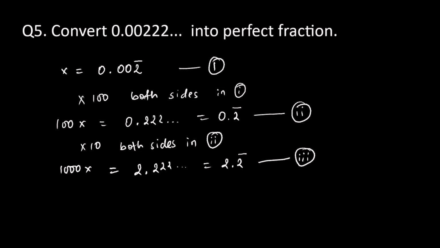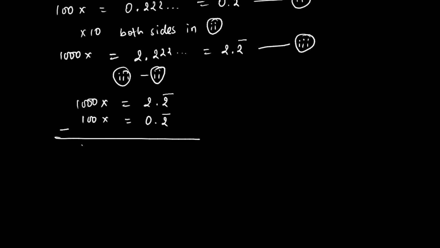Now let's subtract equation 2 from equation 3. So our left side becomes 900x and our right side becomes 2. Now let's solve for x. Our x is equal to 2 over 900. We can simplify it further. So we have 1 over 450. Let's see how we can solve it more quickly.